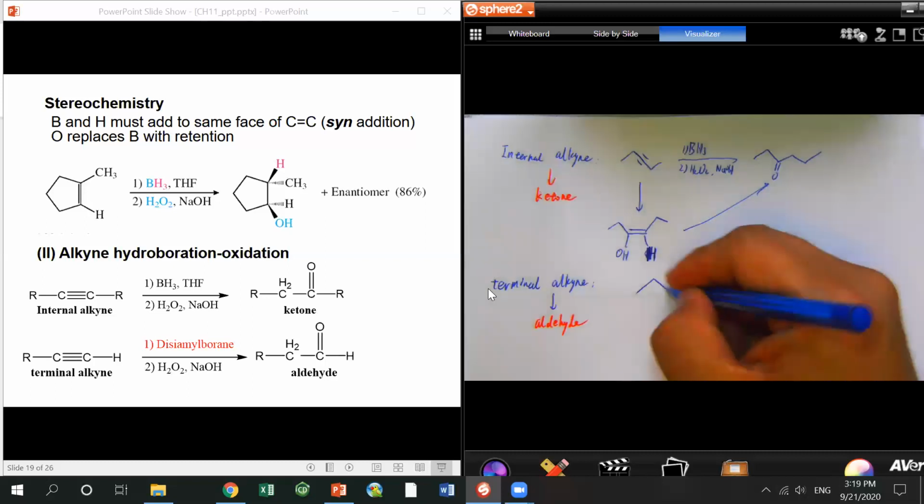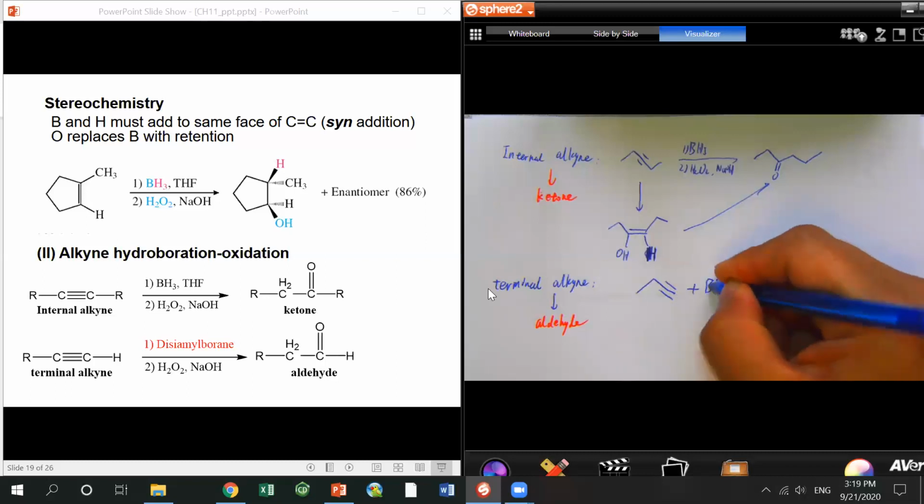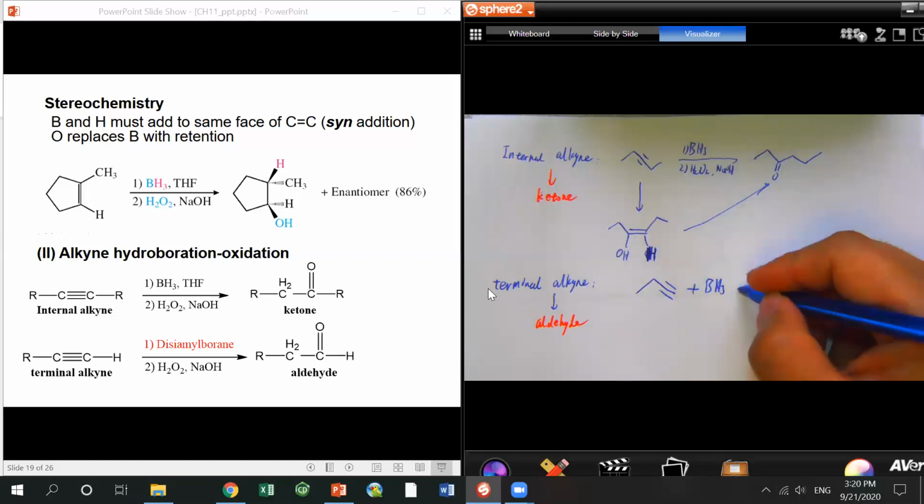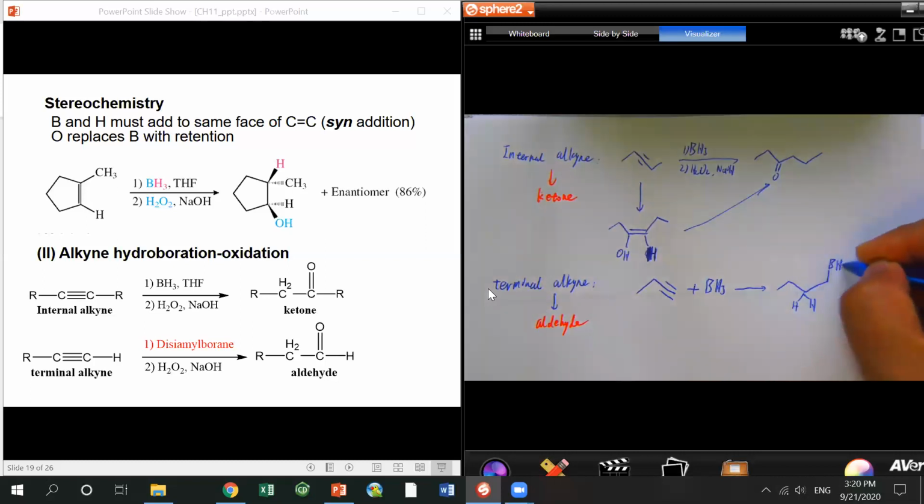Why is that? Let me quickly give you one example. That's your terminal alkyne. If you use BH3, because the triple bond is like two double bonds, in this case they pretty much generate something like this. You add a pair of BH3 onto the compound, so that's just no reaction. The resulting diol is extremely unstable.